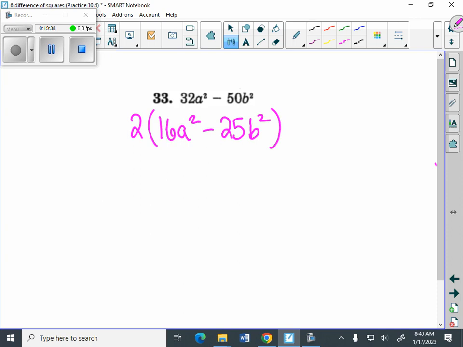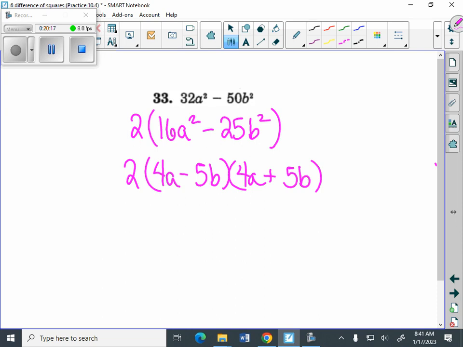But what we need now is we need to decide if we can go farther. 2 terms and a minus sign. We can go farther. 16 is 4 times 4. A squared is a times a. 25 is 5 times 5, and b squared is b times b. Same values in the parentheses. The only difference is the different signs.